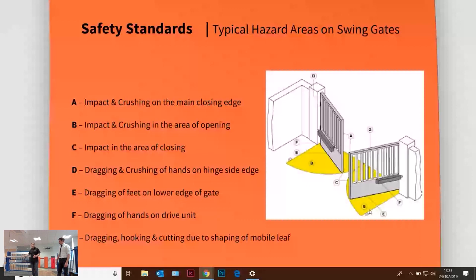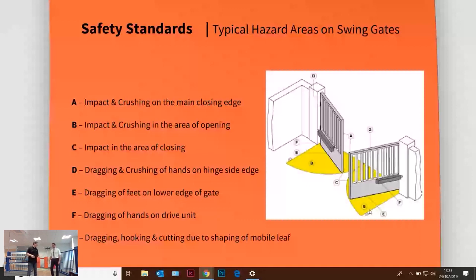Ideally, that isn't something you generally should be too worried about most of the time, because we have the covers, and assuming you fitted the motor correctly, there's no gap. It should just be moving along as it goes through. And lastly, you get the dragging, hooking and cutting due to the shape of the mobile leaf.